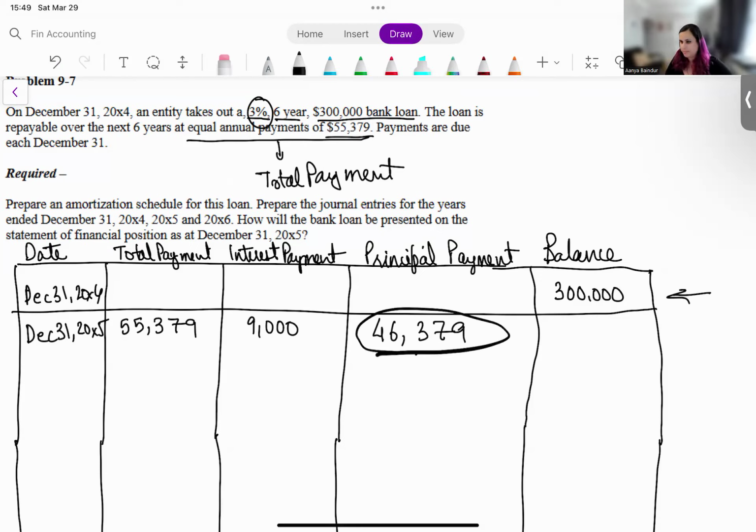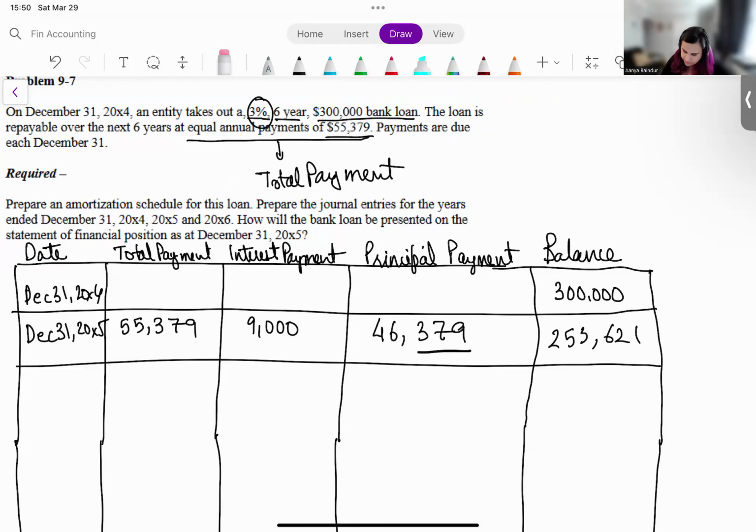From the balance, we subtract the principal payment amount. Remember, the principal payment is the amount that goes towards repaying the loan. The interest payment is the incentive that the lender gets for giving money, so that's the amount the other person earns. So the balance of the loan will decrease by the principal payment. That's 300,000 minus 46,379, which gives you 253,621.